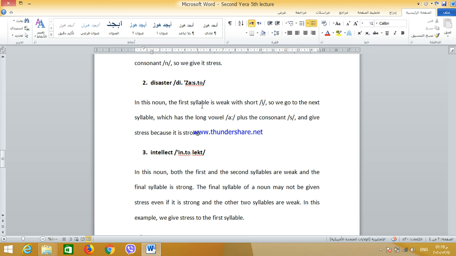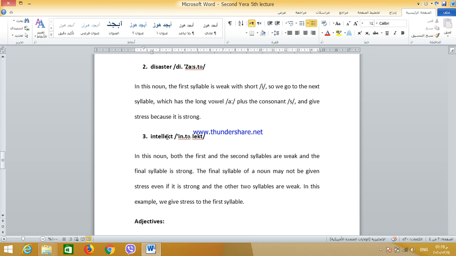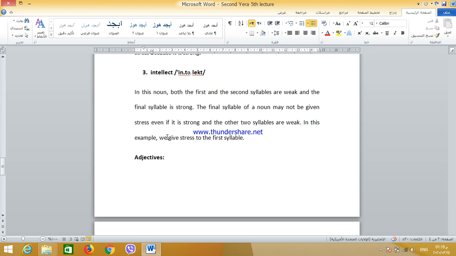In this noun, the first syllable is weak with the E, short vowel E. So we go to the next syllable, which has the long vowel R, plus the consonant se. So it is strong, and we give it stress because it is strong.